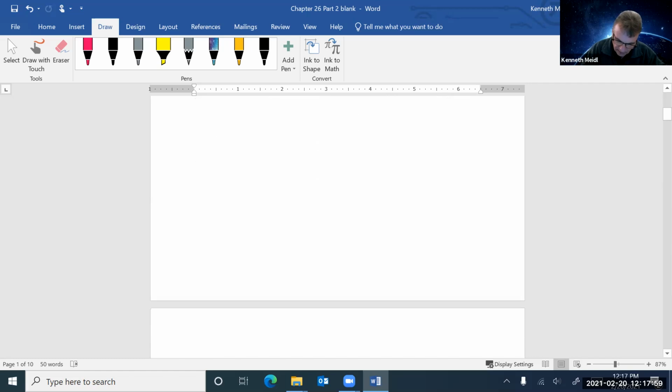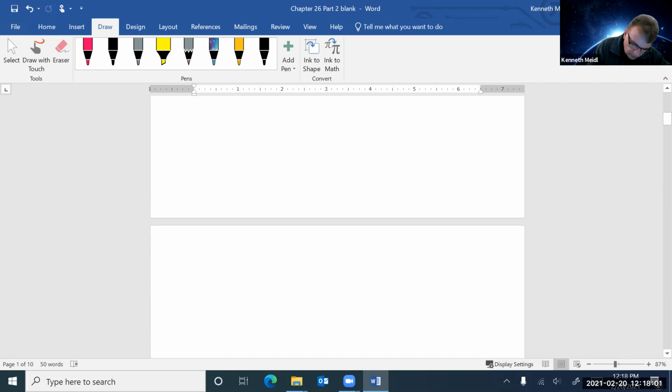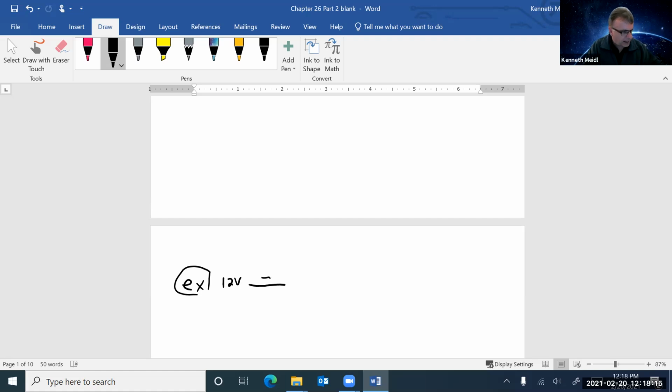But let me come down here and scribble up some very, very simple circuit. So for example, let's say that we've got maybe a 12-volt battery or something like that. And the line comes out of it, comes down here. Maybe we have a resistor here, and I'm going to call this a 4-ohm resistor.